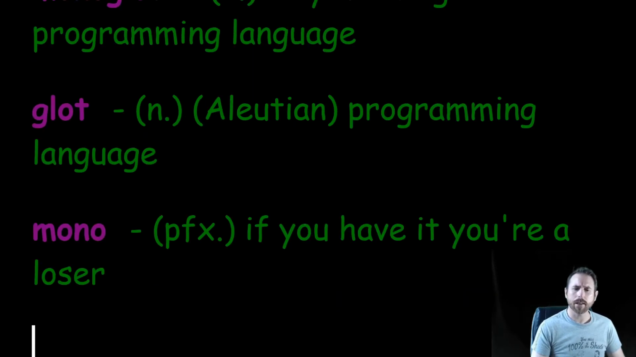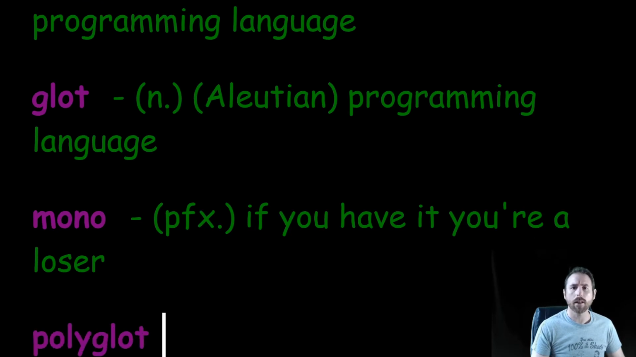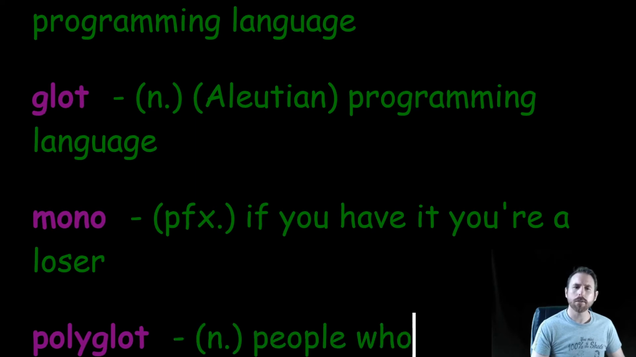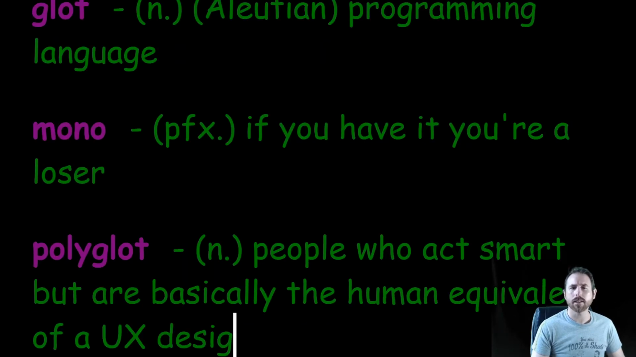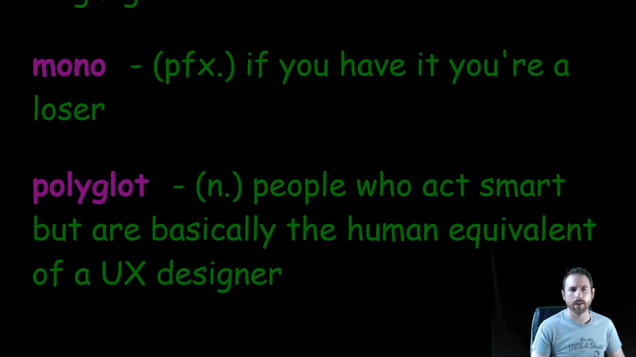The anagrammers out there will tell you about the importance of becoming a polyglot. Poly being the same root as poli-sci, as in a poli-sci major, which is a term for people who act smart, but are basically the human equivalent of a UX designer. In the case of polyglot, it's for people who have learned that second language, but are still the same scrub as they were before. Anyone can be a polyglot. Big deal.